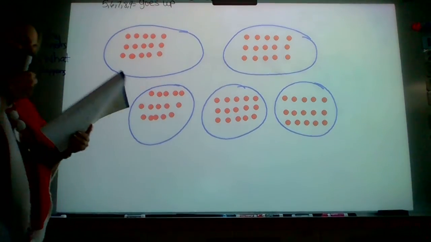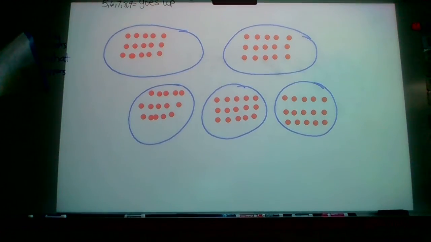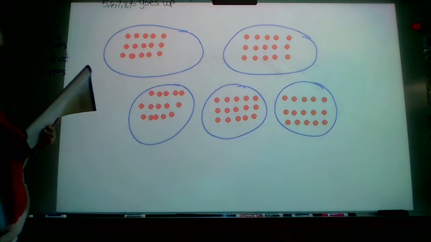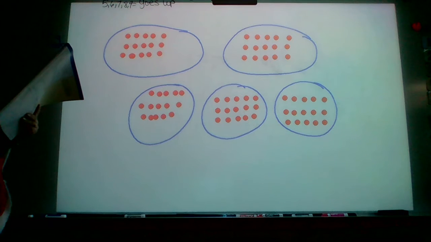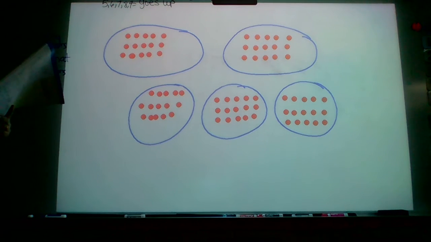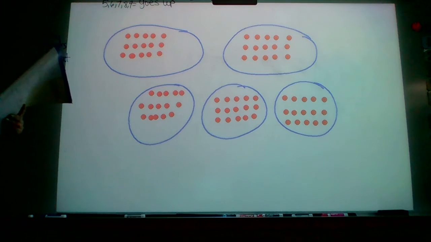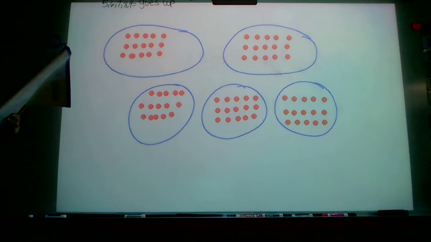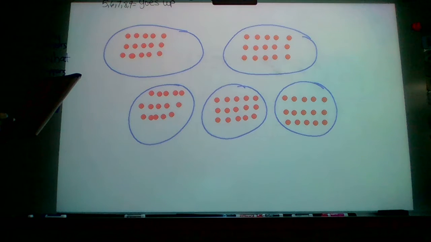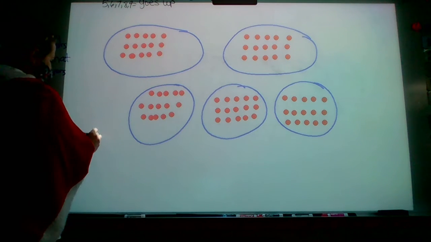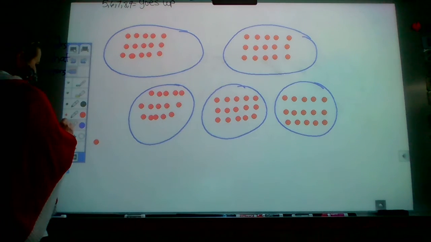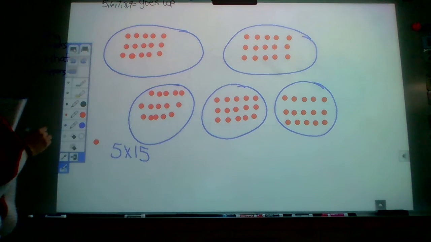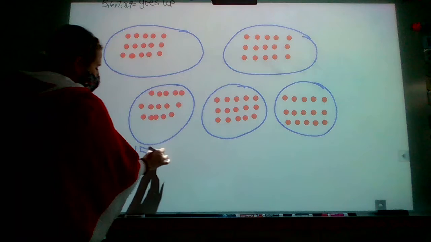After you have that drawn, you have to figure out, it says if 4 of Jonah's friends pick the same amount as Jonah, how many apples do Jonah and his friends have in all? Draw a diagram to solve the problem. So we have 5 baskets with 15 each in there, right? Yep. What is that equal to? We don't know.